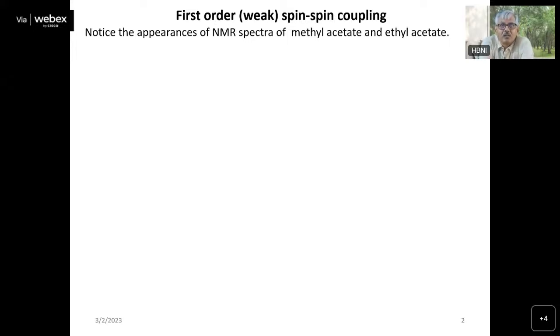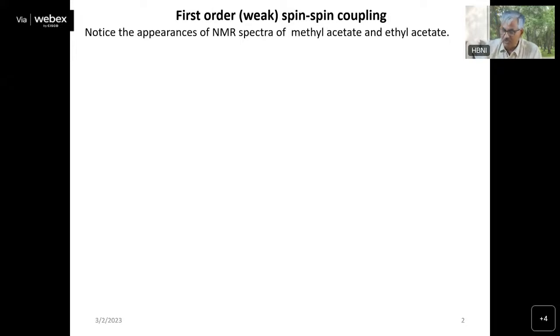Now I'll first start with first order spin coupling. First order is also known as weak spin coupling. That means the two coupling nuclei, the nuclei which are coupling to each other, have a quite wide chemical shift difference. When they have a large chemical shift difference, we call them weak coupling, and under weak coupling the spectra are called first order spectra. We will see what happens when the chemical shifts are very close in the last class. We'll start with the first order weak spin coupling.